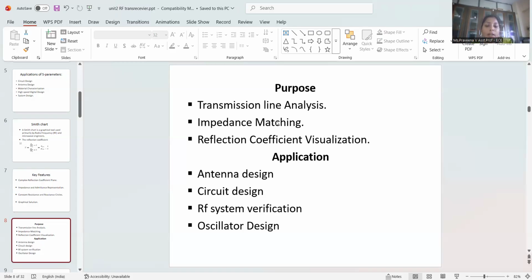Then oscillator design. In oscillator design, the Smith chart helps to determine the impedance condition required for stable oscillator operation. For example, in a mobile phone frequency synthesizer, RF oscillators generate the carrier frequency, right? So, what is meant by modulation?